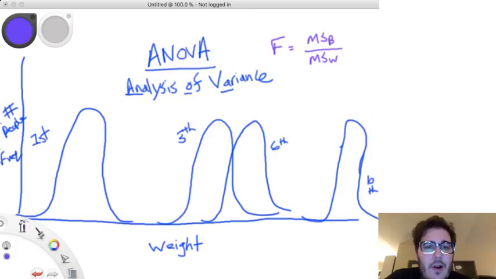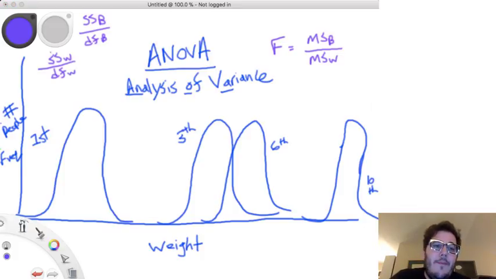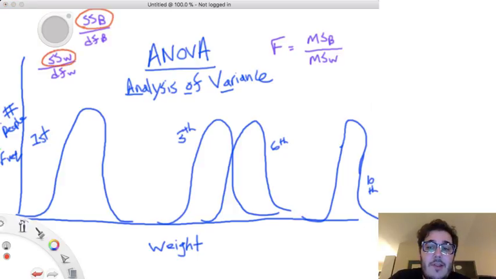And what those are has to do with sum of squares. So it's like sum of squares between divided by degrees of freedom between, and the sum of squares within divided by degrees of freedom within. So the measures of variance here are the sums of squares between and within. Now remember, the test is called analysis of variance. So looking for the measures of variance are very important.